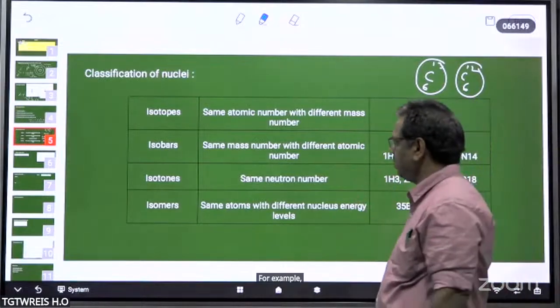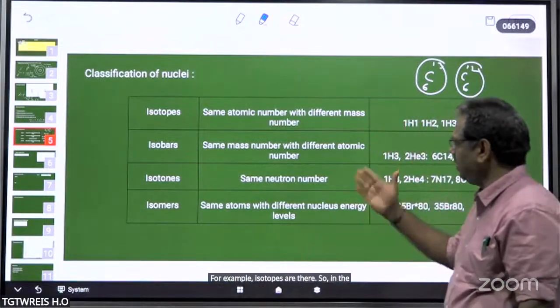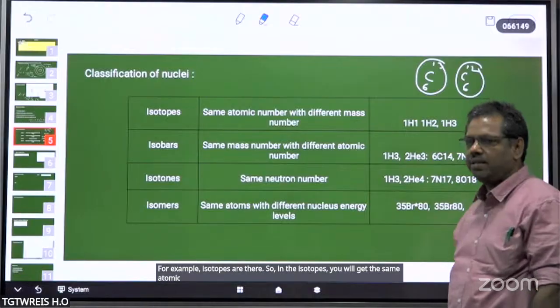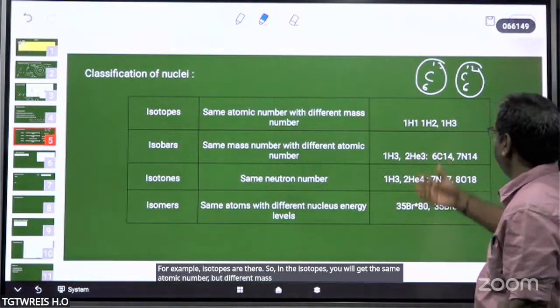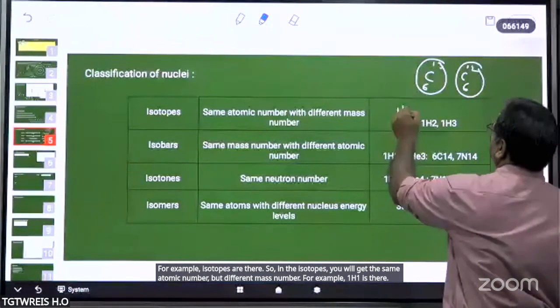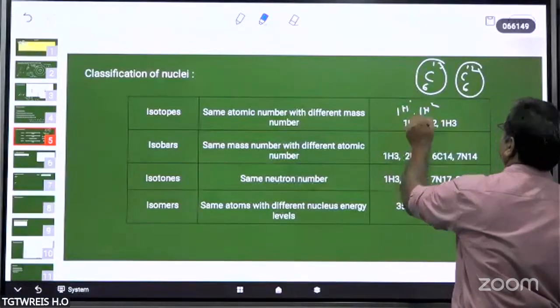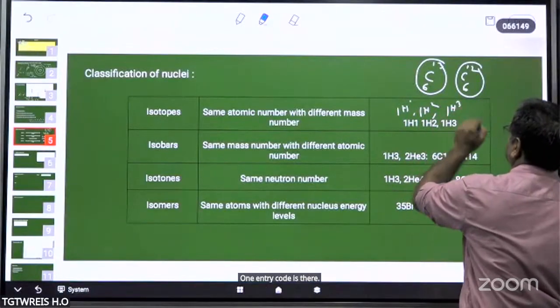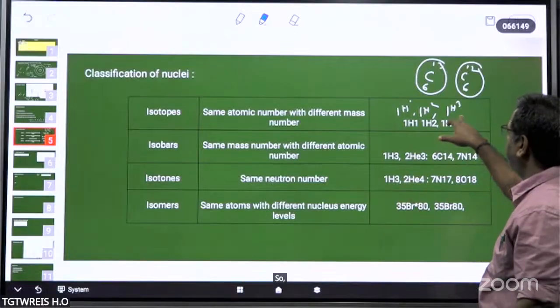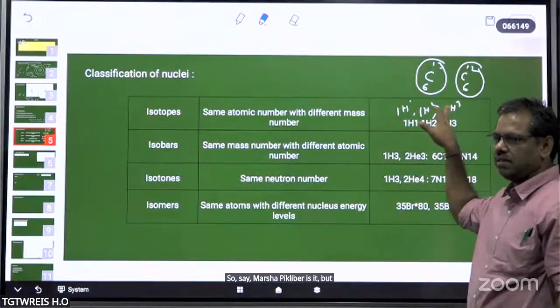For example, isotopes are there. In isotopes, you get the same atomic number but with different mass numbers. For example, 1H1 is there, 1H2 is there, and 1H3 is there. So the same atomic number is there, but different mass numbers are there.